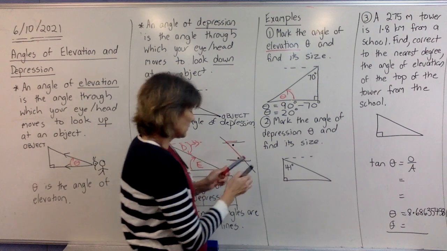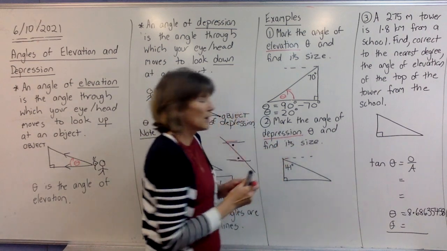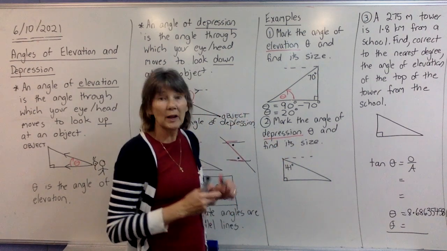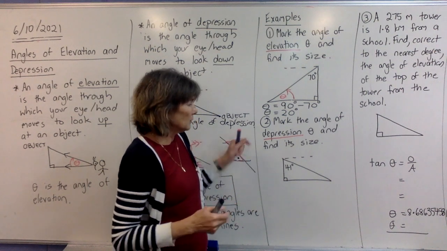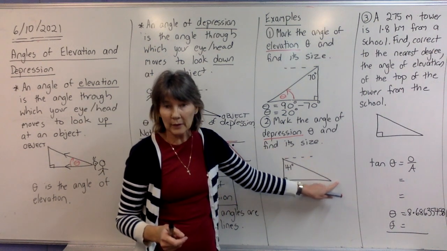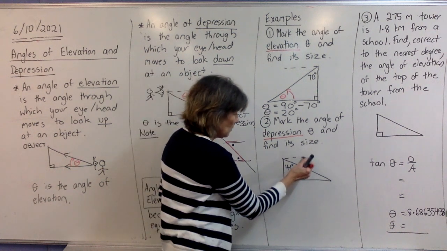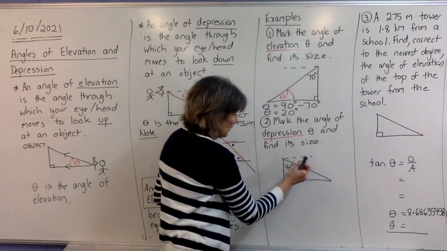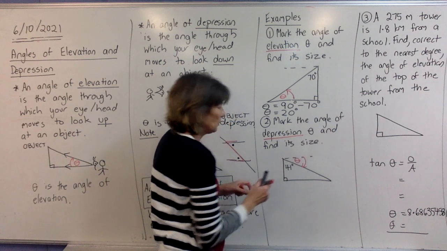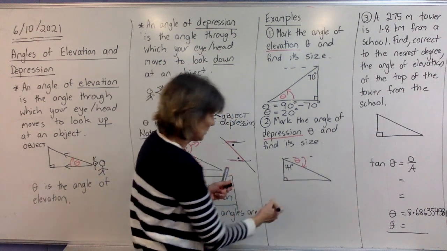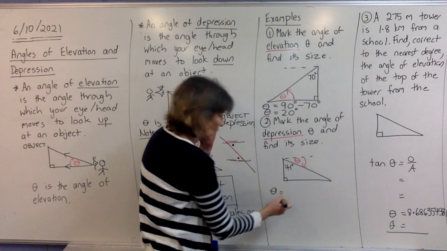So in the next one, they want us to mark in the angle of depression and then find its size. So if we're depressed, we're looking down here at the object down the bottom. So the angle of depression is from our normal line of sight to focusing on our object. We've been asked to put a theta in there for the angle of depression, and now we're going to find that angle.